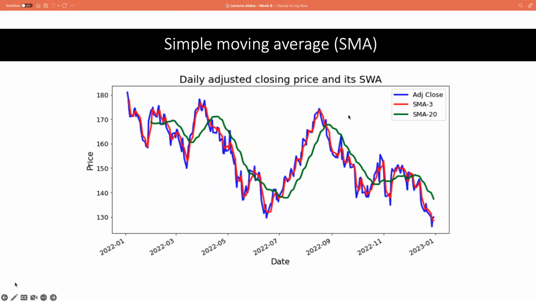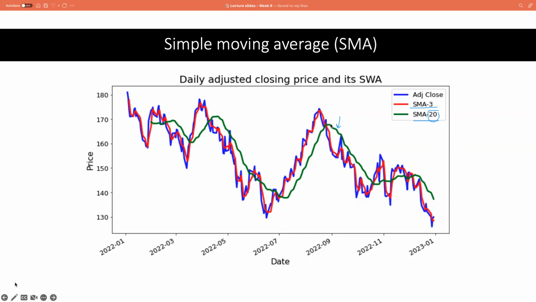And let's see the results. Here we're calculating 2 moving averages. The first one is with M equals 3. This is the red line. And another one is with M equals 20. We just mentioned that if M increases, it will result in a smoother curve. And this is indeed the case. You see the green line is looking smoother than the other lines.